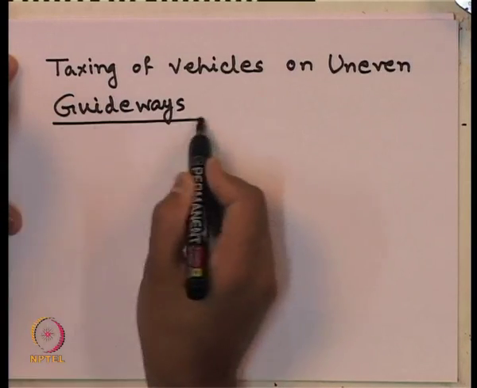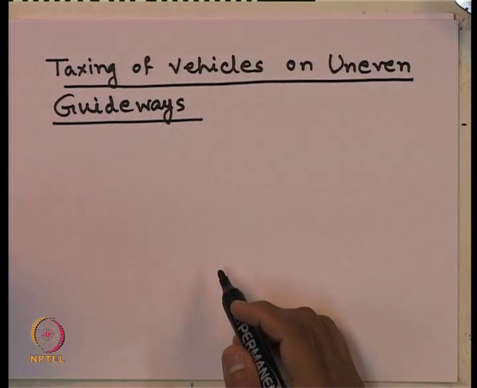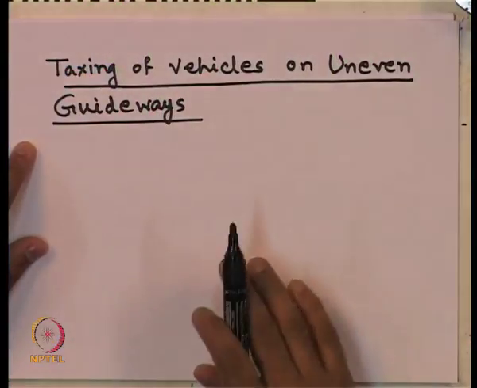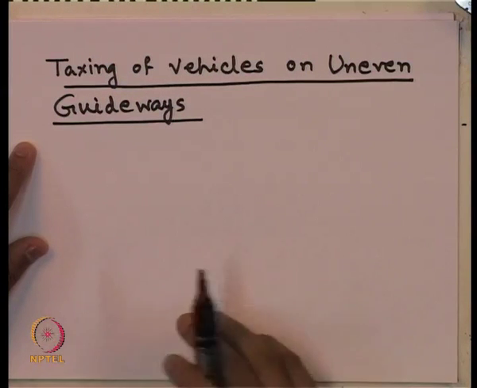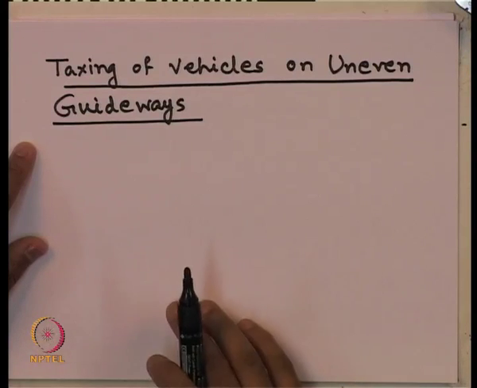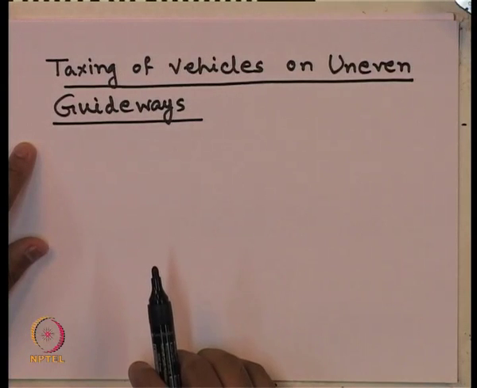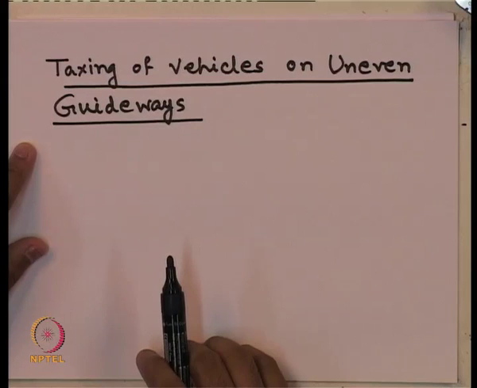Uneven guideways, it can be pavement, it can be runway. In the first lecture I mentioned that one of the causes of dynamic loads is also the undulations of the pavement, runway, etc. When any vehicle is taxiing, either starting or landing, in the case of an aircraft, whether at the time of taking off or landing, due to the unevenness of the runway there will be additional dynamic load to the system.